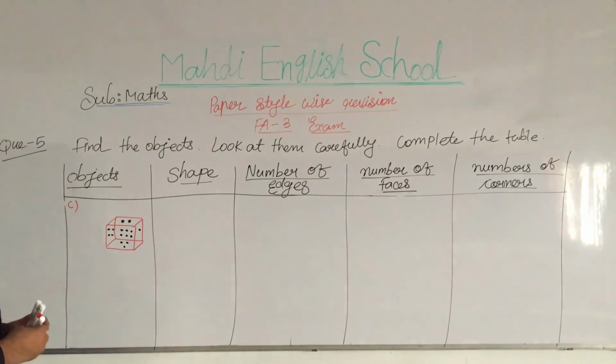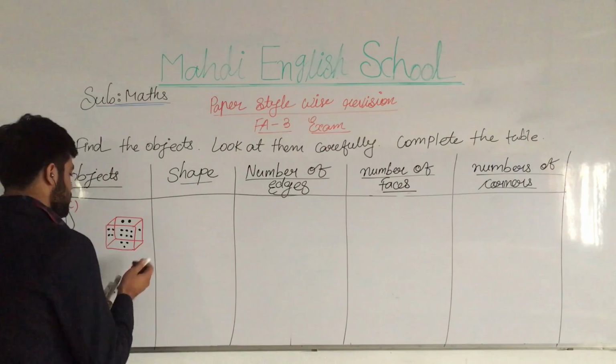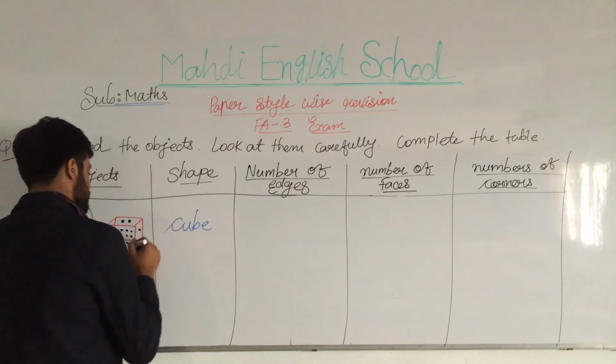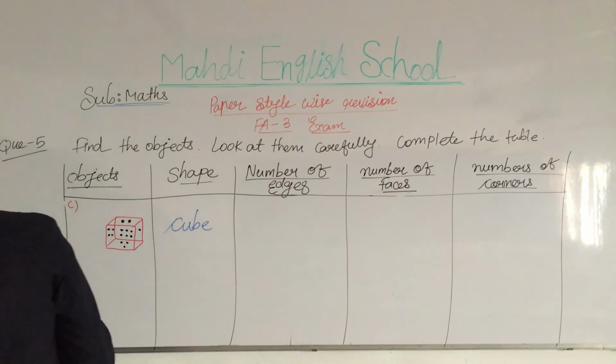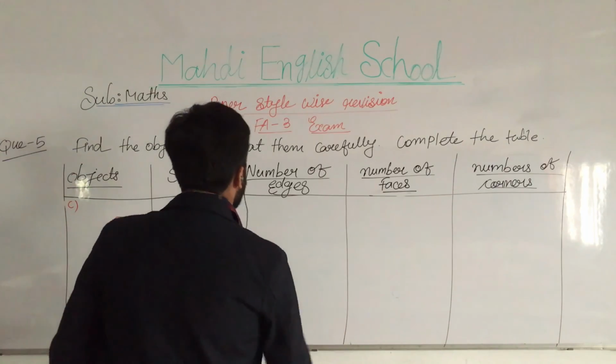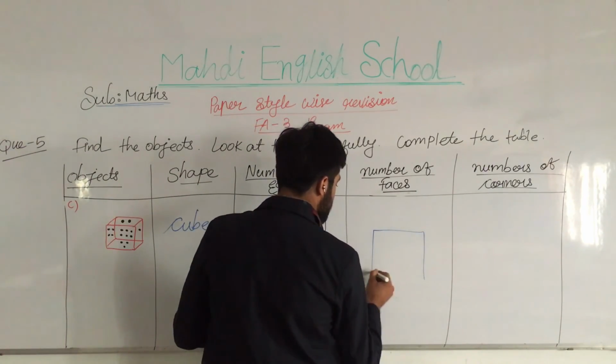My dear students, I hope you all know what this is, and which shape is here? It is the cube shape. Okay, so now we try to draw a cube shape. Now, my dear students, how many edges does a cube have? So now I am drawing here, you tell me.